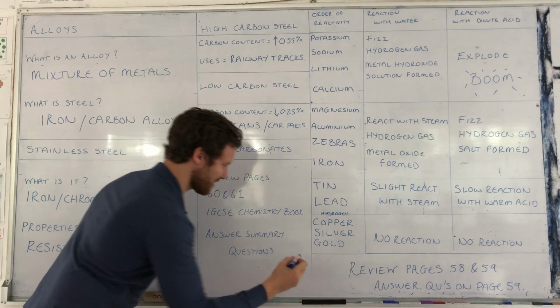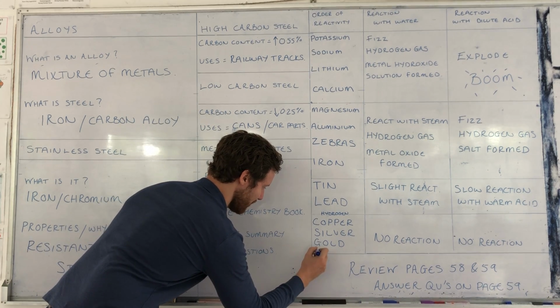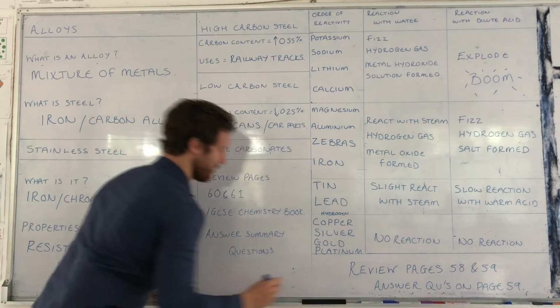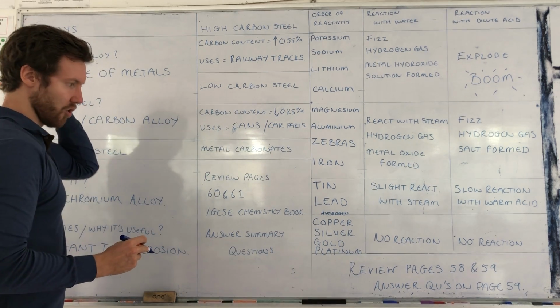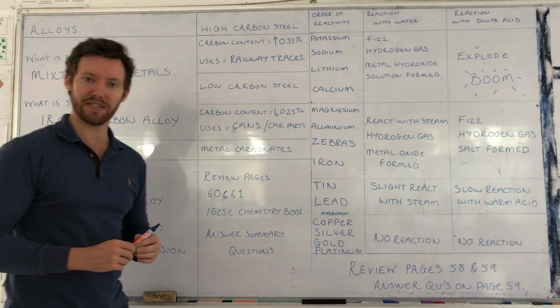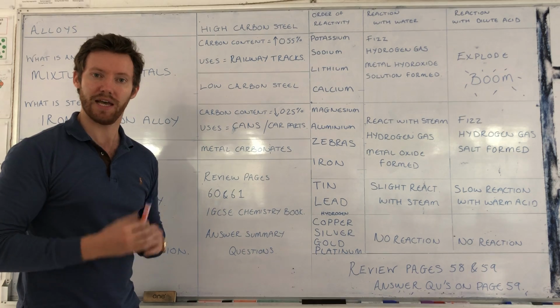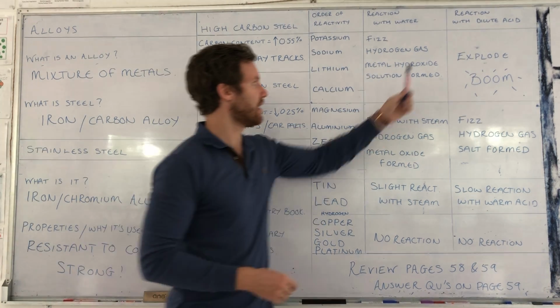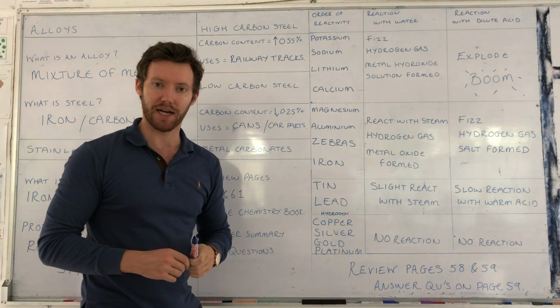I'm going to put this final one at the end, but we don't really need to identify platinum. Okay, so copper, silver, gold, platinum. That is the reactivity series of metals we want to be able to identify, and a further breakdown with the reactions that are taking place with water and with dilute acid.